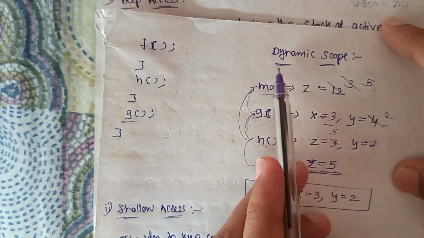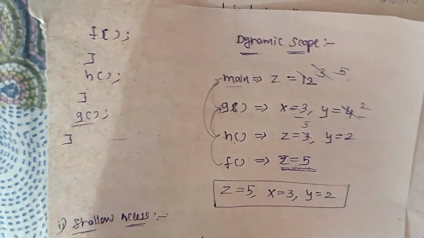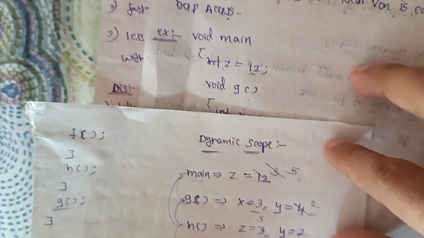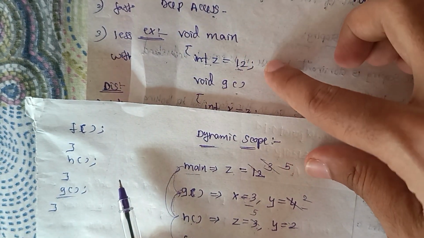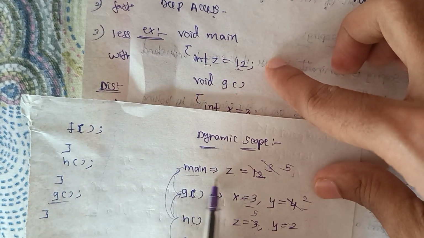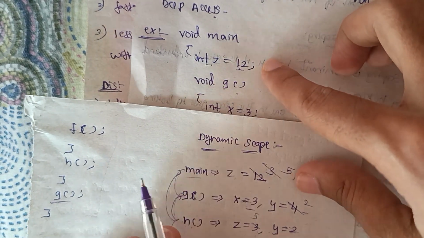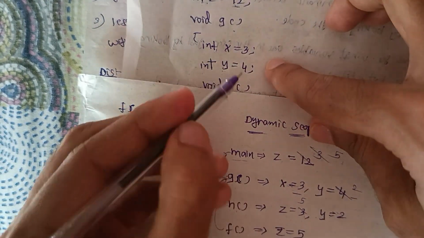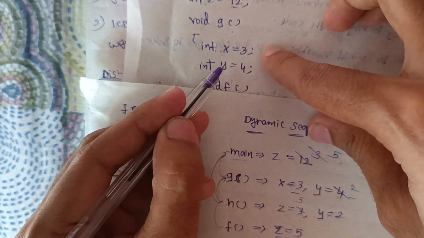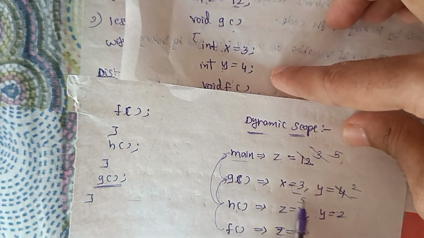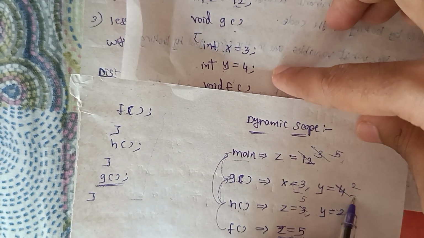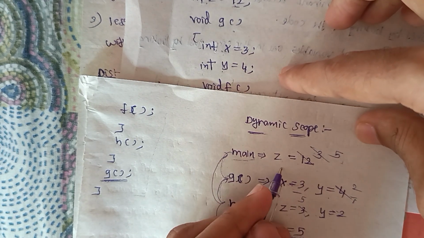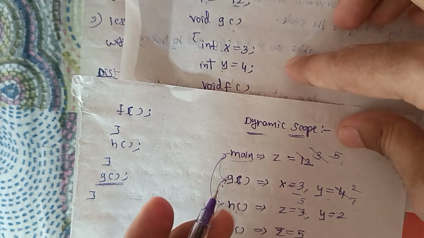These are the functions, used in order to explain the dynamic scope. Here the main function contains z equals 12, so we are going to write main contains z equals 12. And now the function which is going to be called is the g function. The g function contains two variables, x and y: x equals 3 and y equals 4. Here we are not going to change any value because main does not contain any x and y variable. It contains only the z variable. But g does not contain any z variable, so no need to change.